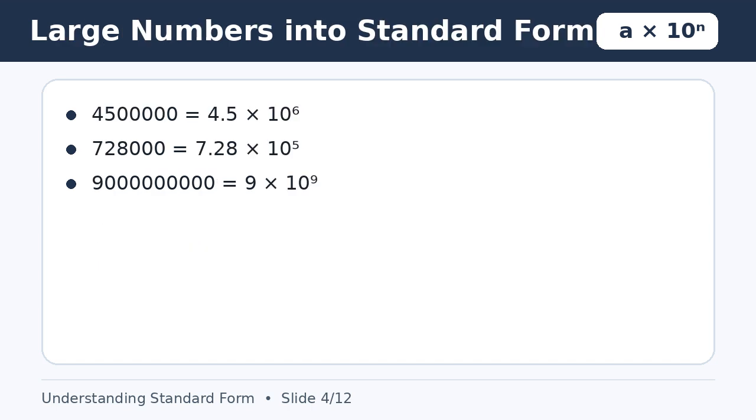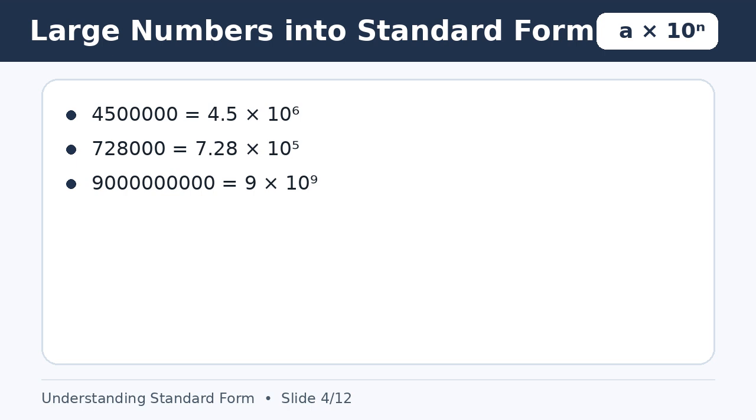Let us convert a large number into standard form. Consider 4,500,000. First, place the decimal point after the first non-zero digit. This gives 4.5. Next, count how many places the decimal point moved. The decimal point moved 6 places to the left. Therefore, 4,500,000 is equal to 4.5 times 10 to the power 6. The exponent is positive because the original number was greater than 10.